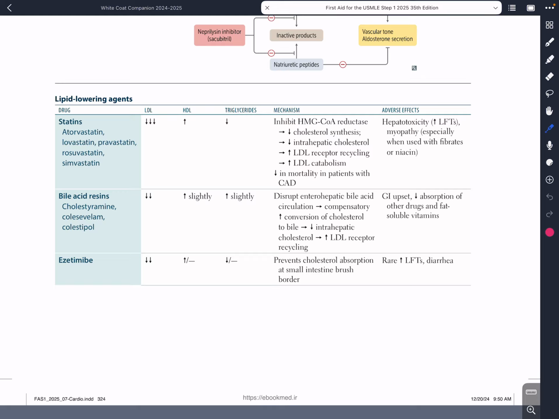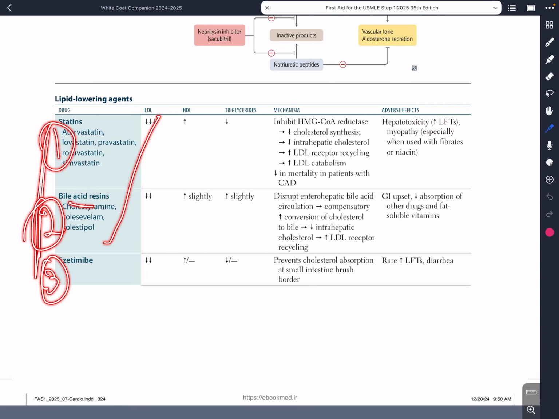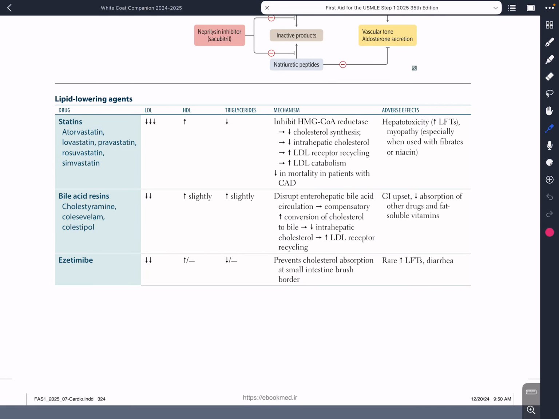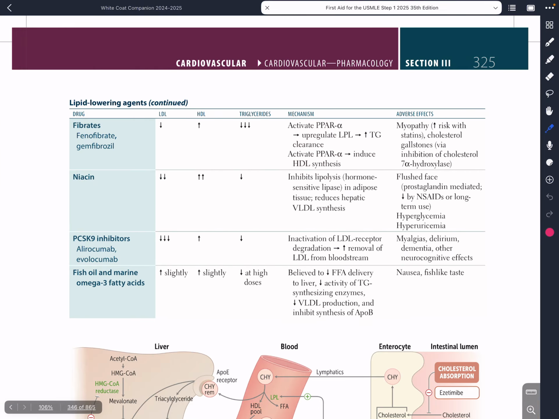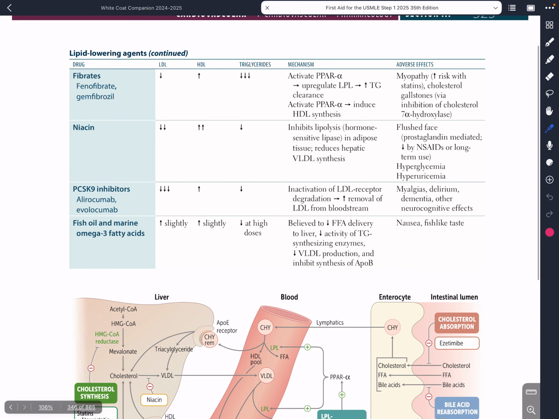So again, for these lipid lowering agents, statins, bile acid resins, and ezetimibe, this is also the order of drug of choice. First is statin, second is bile acid resins, and then third, if nothing works and the patient continues to experience side effects, give them ezetimibe. Next lipid lowering agent is fibrate.